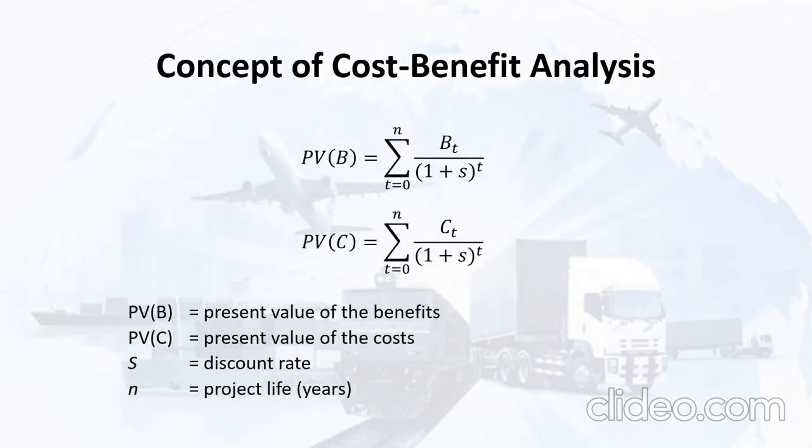How to calculate the present value of benefits and the present value of costs? Here the benefit is divided by (1 plus S) to the power of T, where S is the discount rate and T is the project life, normally in years.